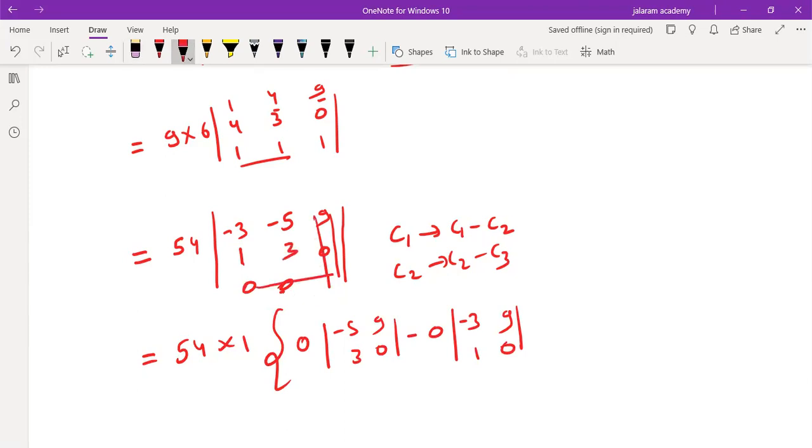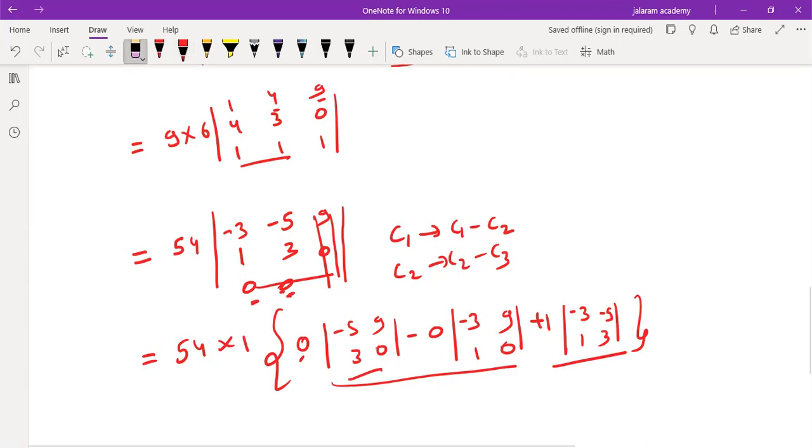And the last element, 1 into the determinant obtained by deleting third row third column, minus 3 minus 5 1 3. Okay, so these two will be cancelled out. So it is not called expansion actually. We have to write only this element. Those elements will not be written which are 0, as when we multiply 0 with their minor, it will be 0 only.